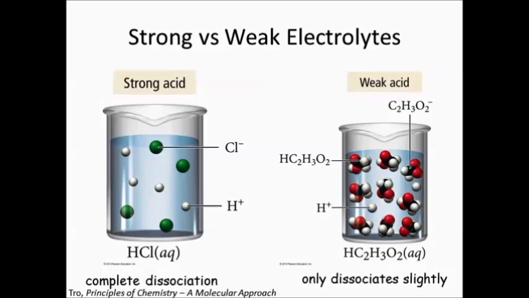Let's look, for example, at this solution of acetic acid. Here you find that while most of the acetic acid molecules remain intact, a small proportion of them dissociate to form H+ ions and acetate ions. When there's only slight dissociation, we refer to it as weak, and it is a weak electrolyte. It conducts electricity rather poorly.